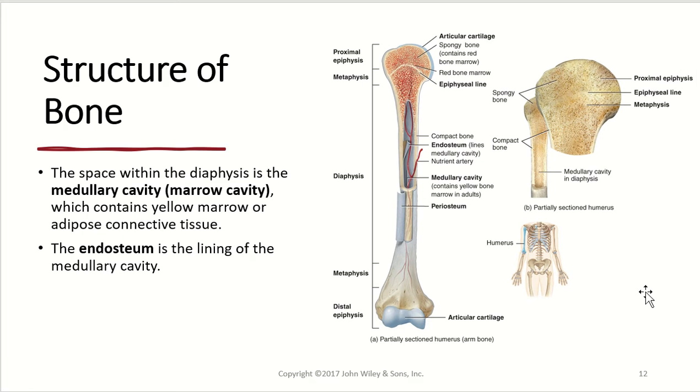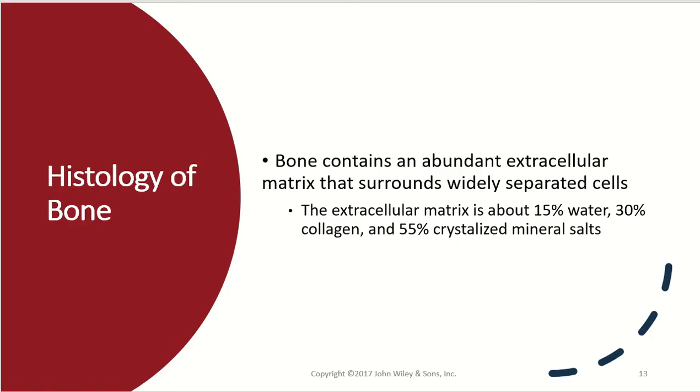Moving on, the space within our diaphysis, within the actual shaft of the bone, is called the medullary cavity, also known as the marrow cavity. This is where we're going to have the yellow bone marrow, or any kind of adipose connective tissue, residing in that medullary cavity. And then the lining of that medullary cavity, like we mentioned, is the endosteum.